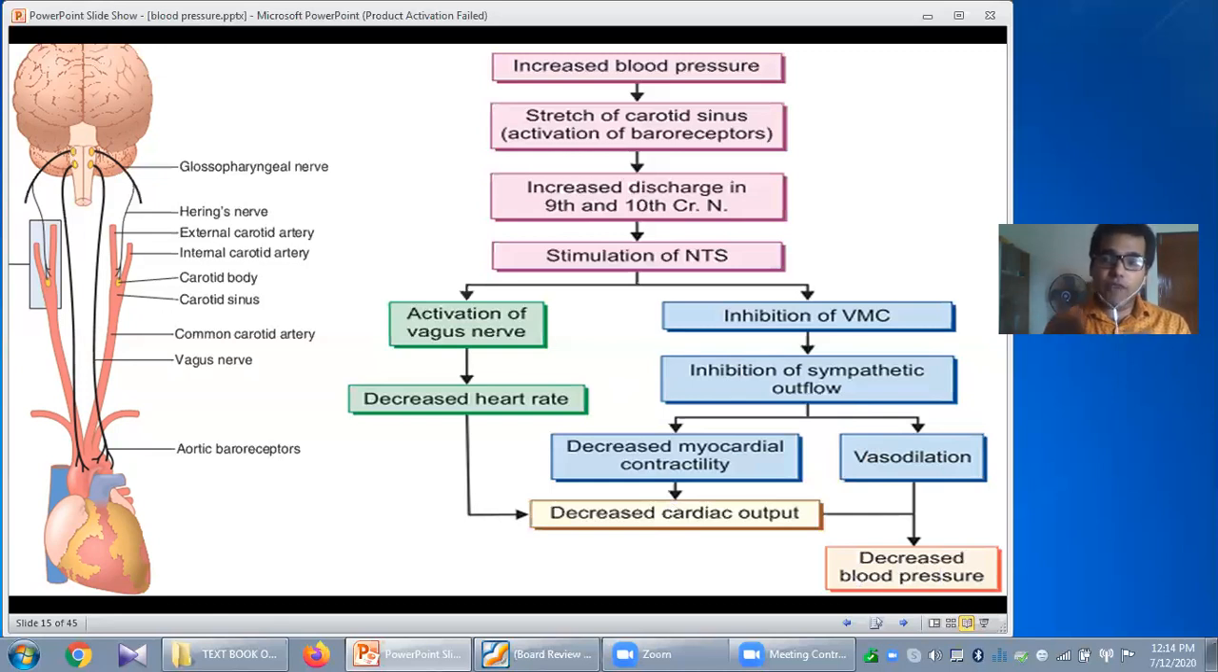So that is how, when there is an acute elevation of blood pressure, the baroreceptor feedback mechanism operates to bring the pressure down to the normal set point. That is the mean arterial pressure, 100 millimeters of mercury. That is the normal set point. This is the response when the blood pressure is increasing.